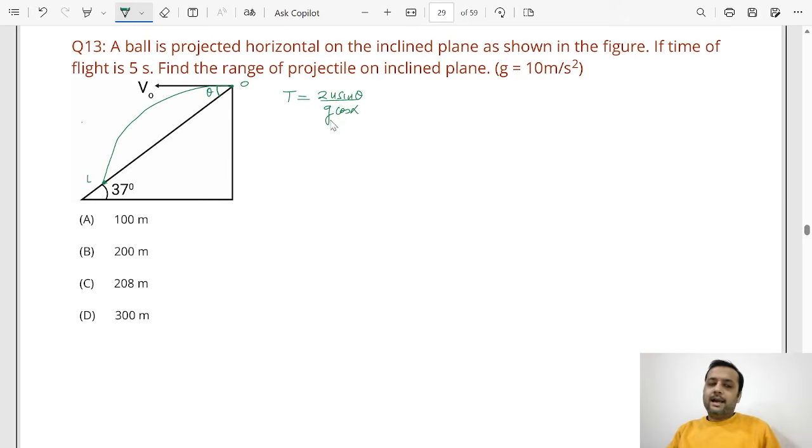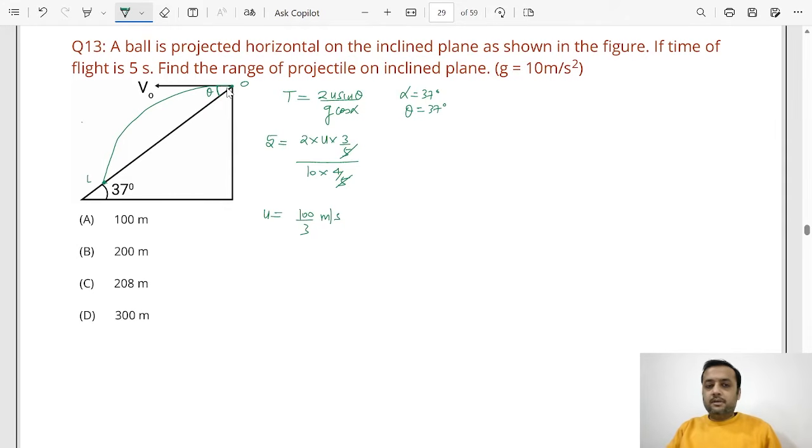In this particular question the angle of incline is 37. Since the projectile was thrown horizontally, clearly theta will also be 37, because the velocity was horizontal. So the time of flight, which is 5 seconds, will be 2 into u into sine 37, and sine 37 we know is 3 by 5, upon gravity 10 into cos alpha, and cos 37 is 4 by 5. So 5 and 5 will get cancelled. What is the value of u? 10 fours are 40, so 200 upon 2 is 100 by 3. This is the value of the speed at which it was thrown.